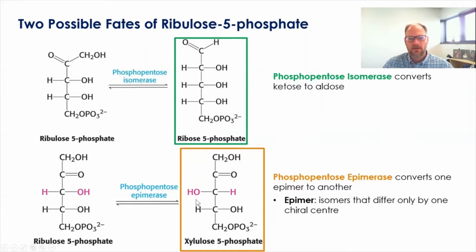Okay, and as it turns out, the PPP is going to need both of these molecules to fully transition through the non-oxidative portions of the pathway. Meanwhile, this molecule here is getting siphoned off and going into biosynthesis. Okay, and as a brief reminder, if you don't know, an epimer is an isomer that differs only by one chiral center. So we have a change in structure here that affects chirality.